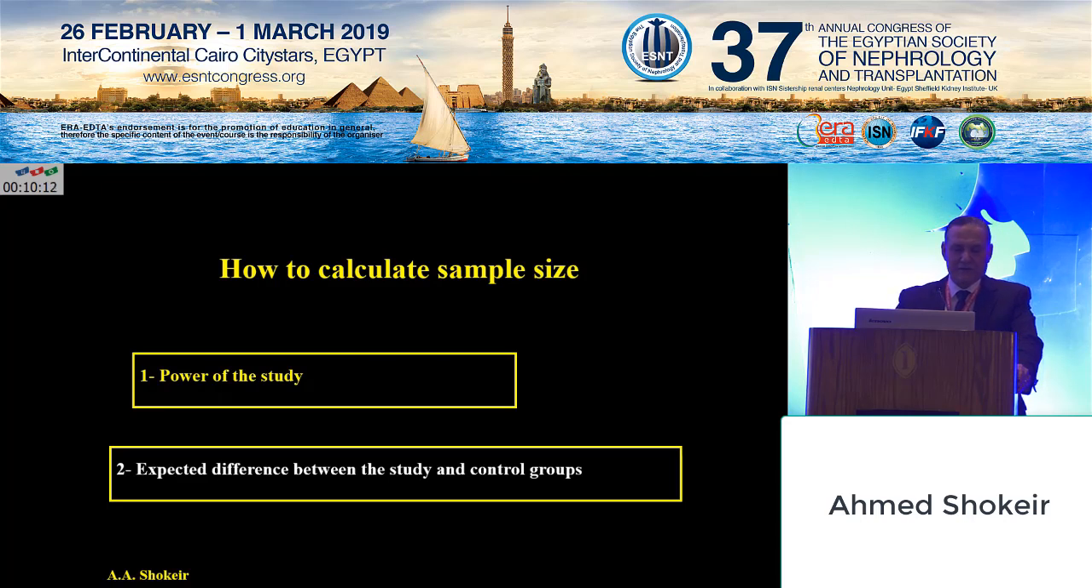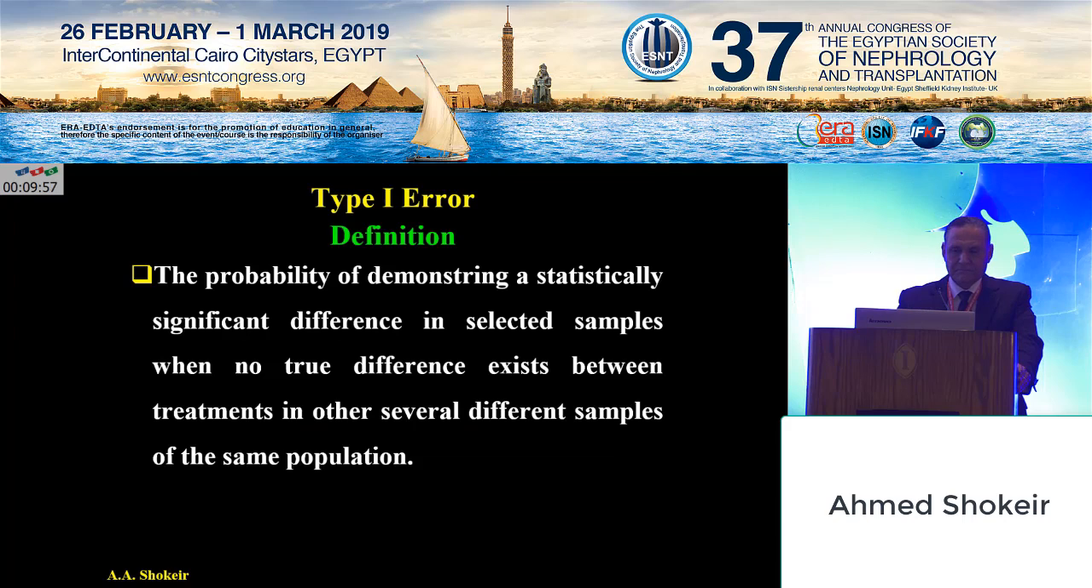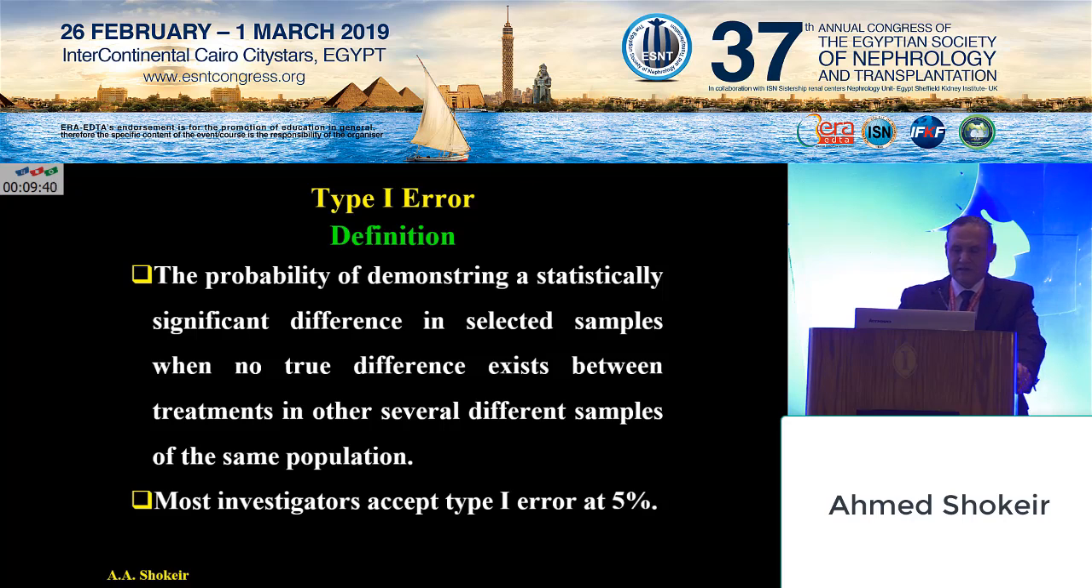The first is the power of the study, and the second is the expected difference between the study and the control group. To study the power of the study, we have to consider type 1 statistical error and type 2 statistical error. Type 1 statistical error is the probability of demonstrating a statistically significant difference in selected samples when no true difference exists between the treatments and other several different samples of the same population. Most investigators accept type 1 error at a range of 5%.